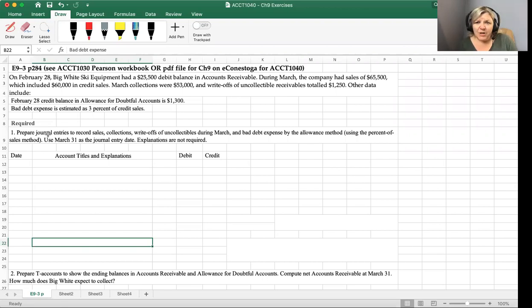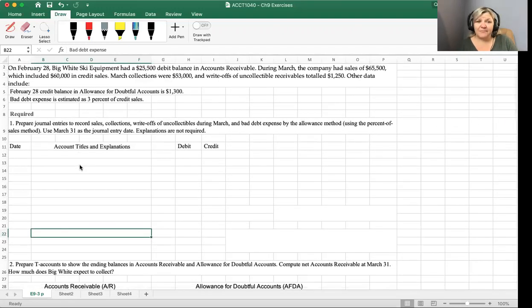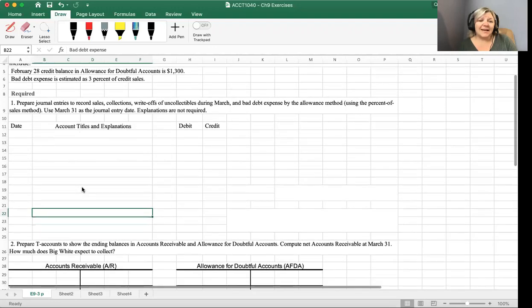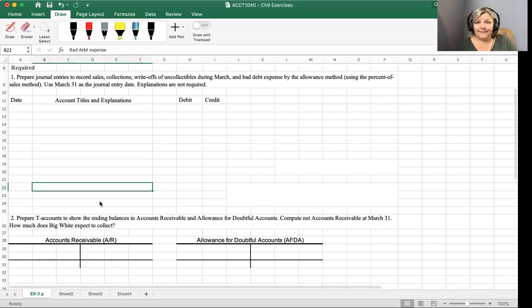Okay, the way I like to start a question usually is to read the required. There's no point in reading the question without knowing what it is you're looking for. So we have two requireds for this question. The first one is to prepare some journal entries for the month of March. And the second is to prepare some T accounts for accounts receivable and allowance for doubtful accounts. Main purpose being to allow us to answer the question, how much does Big White expect to collect?